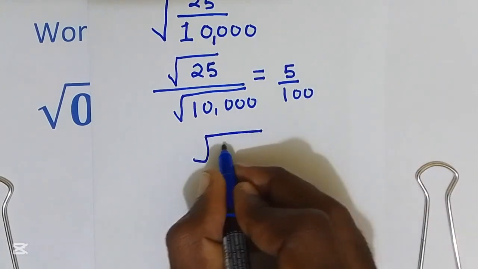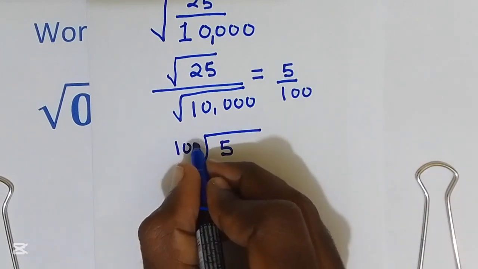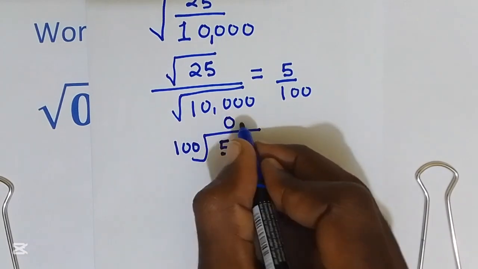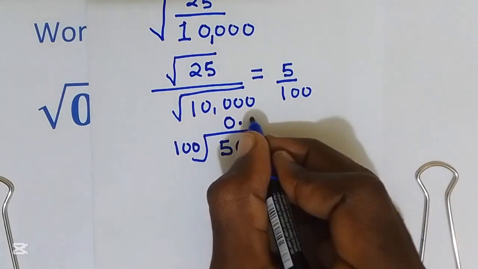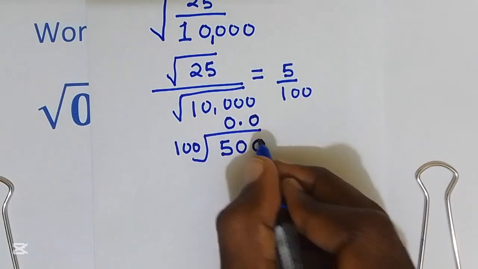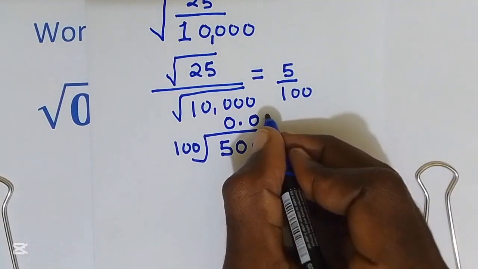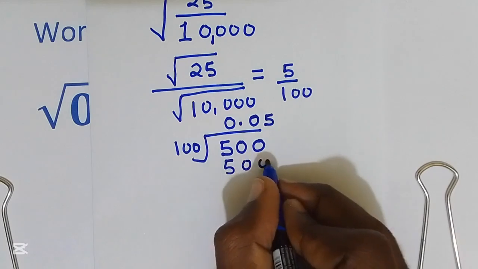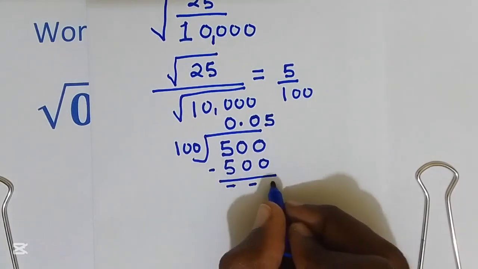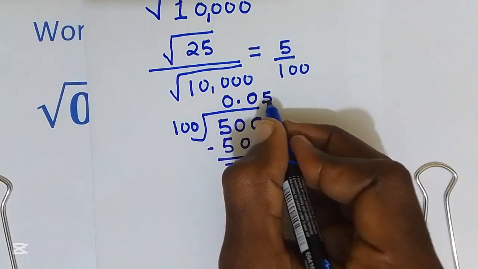We are going to divide. 5 will come inside and 100 outside. It goes by 0. We add a decimal, we add 0. Still, it is impossible. I'm going to add 0. I'll add another 0. Now it goes by 5. 5 times 100, we got 500. So our answer is 0.05.